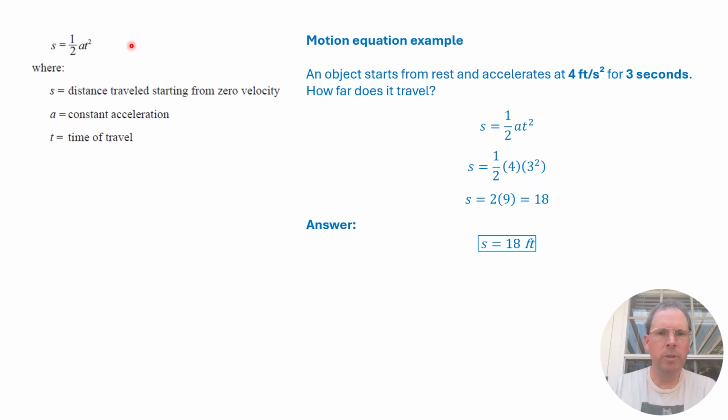And we'll use that other equation, that motion example equation. An object starts from rest and accelerates 4 feet per second squared for 3 seconds. How far does it travel? So we're looking at this equation here. They're trying to solve for the s, distance traveled starting from zero velocity. Go ahead and put in the terms that you know. You got the acceleration of 4 and the time of 3. Solve, and you get 18. So the distance traveled starting from zero velocity, s equals 18 feet.